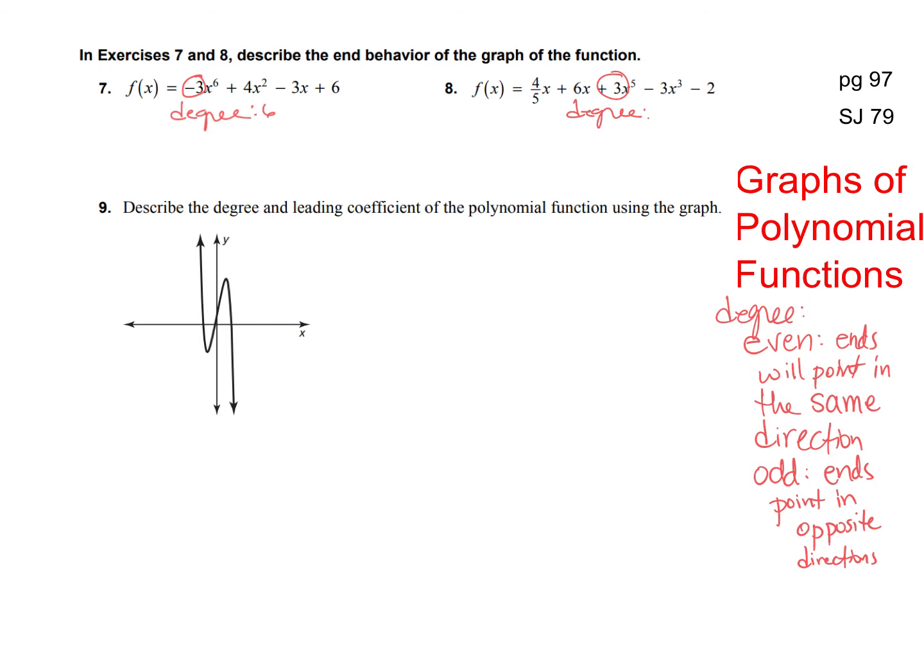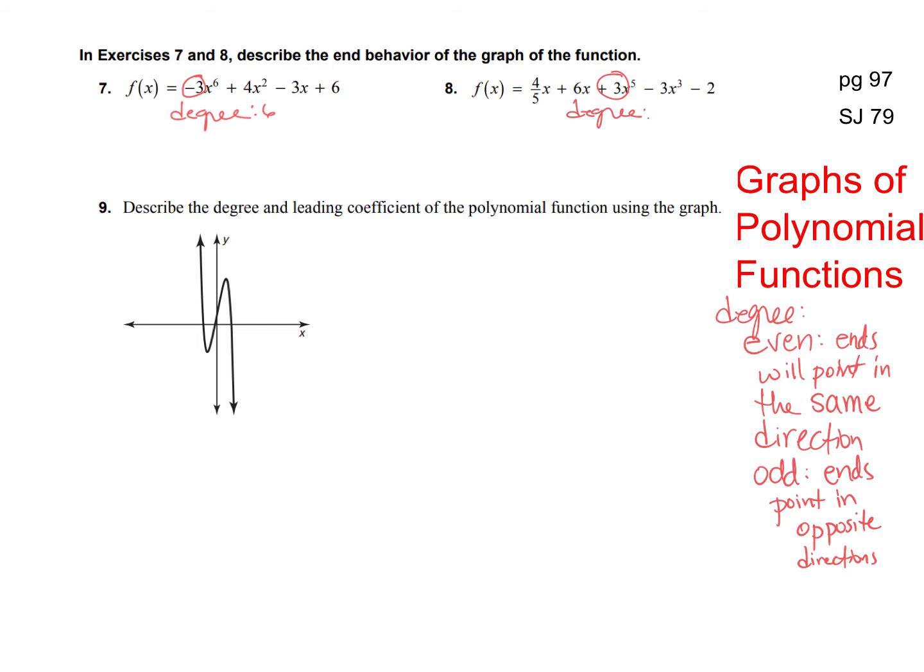Okay, as I was saying, I know the degree of each of those and the leading coefficient. Those will help me determine what the ends of my graph look like. When the degree is even, the ends will point in the same direction. And when the degree is odd, the ends will point in opposite directions. So when I look at number 7, both of my ends are pointing in the same direction, and we'll talk about which direction here in just a moment. And when I look at number 8, I know that my ends are pointing in opposite directions.